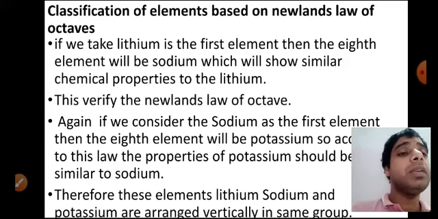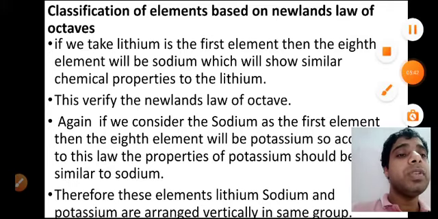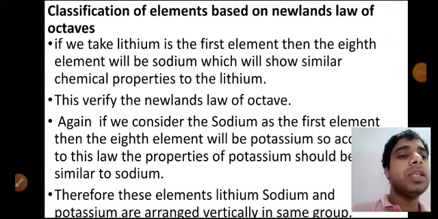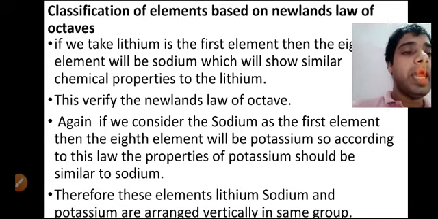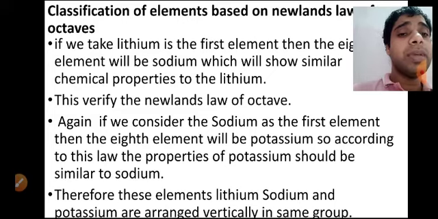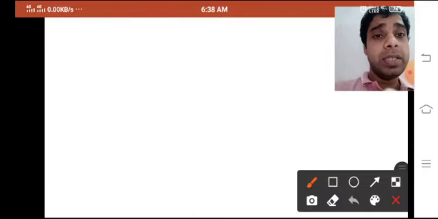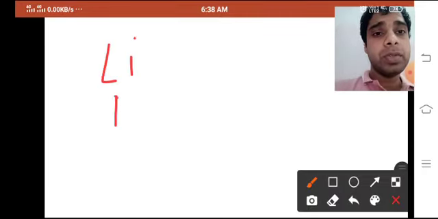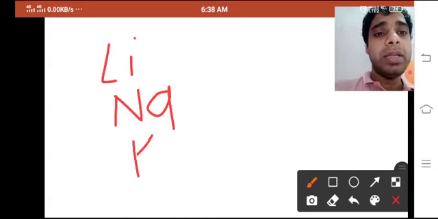If we take lithium as the first element, then the eighth element will be sodium, Na, which will show similar chemical properties to lithium. This verifies Newland's law of octaves. And again, if we consider sodium as the first element, then potassium will repeat its properties. I have shown this: lithium, sodium, and then after that, potassium.